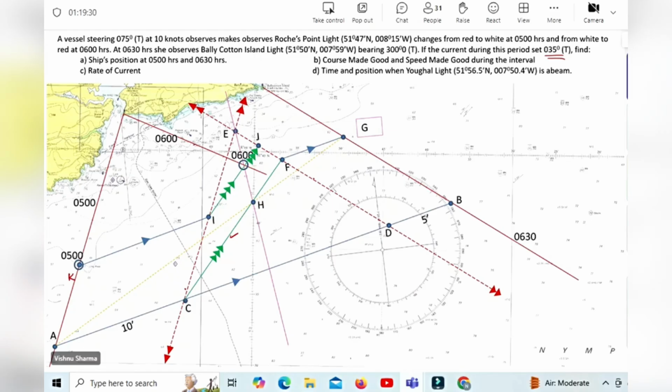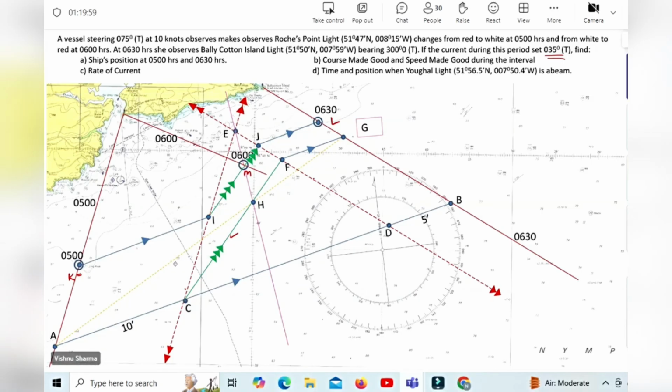Likewise, transfer the CTS through J to cut the third PL. And where it cuts the third PL, that is the 6:30 fix. Let me call it JKL. Okay. Now, guys, if K is 5 o'clock fix, then you have JKLM. M is 6 o'clock fix and L is 6:30 fix.